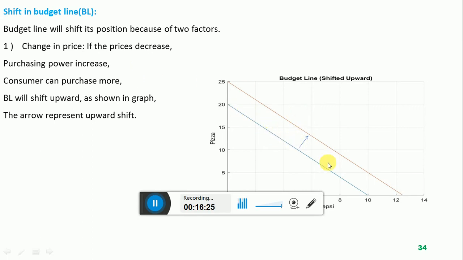This is the first budget line, 20 and 10, and this is the second budget line, 24 and 13. So the budget line shifts upward. The reason is what? Decrease in prices. When price is low, the consumer can purchase more with the same 100 Afghani, extreme points increase and the budget line shifts upward. This is very clear from the graph.